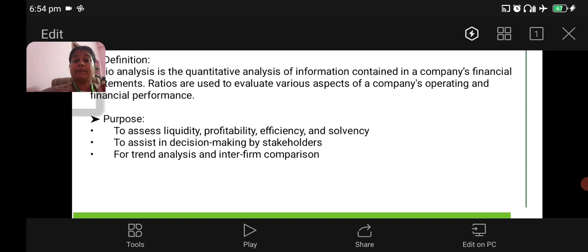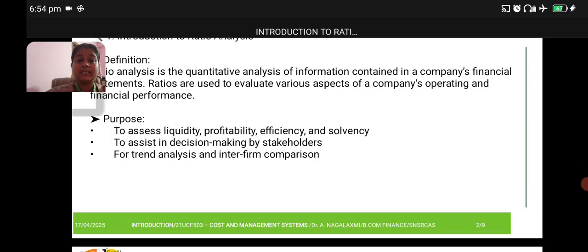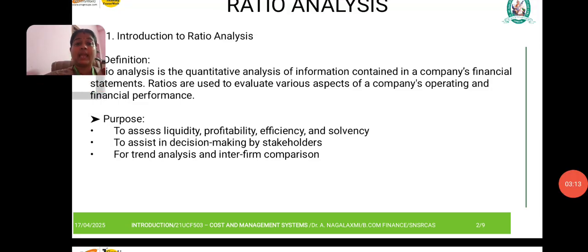The next purpose is trend analysis and inter-firm comparison. Trend analysis: what is the trend of the previous year, and the year before, about the production? What is the position of the production? What are the sales? They will be considering the year-wise performance, and inter-firm comparison will also be made.